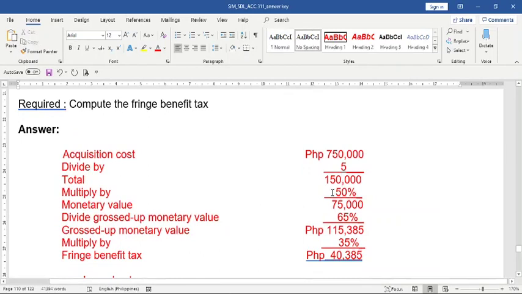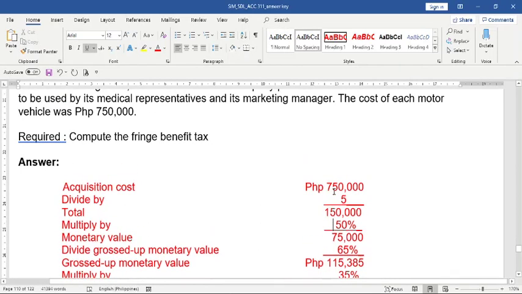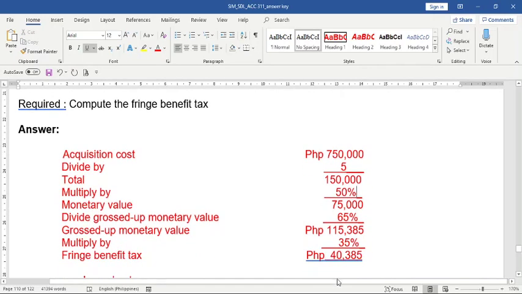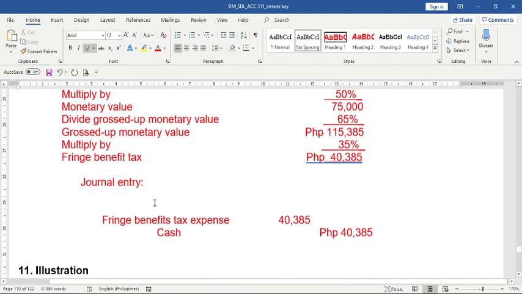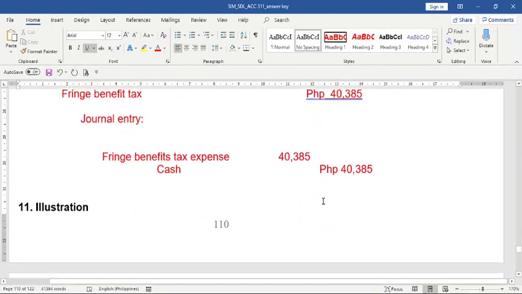And then, ang nagmamay-ari kasi is the employer. Okay. So, you multiply it with 50%. Unless kung nagmamay-ari si yung manager, no? 100%. Pero nagmamay-ari is the employer. So, multiply with 50%. This is your monetary value. Then, divide with the gross up monetary value factor. Then, multiply with the FBT rate. So, this is your fringe benefit tax. So, what is our entry here? Ito yung ating entry.